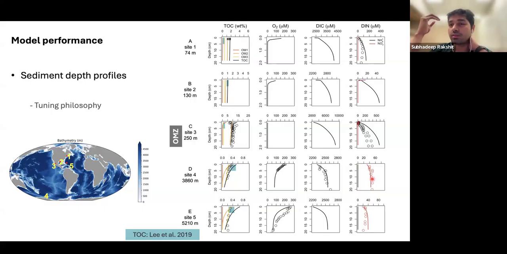But yeah, it would be really interesting to see, I haven't really calculated the flux, like the ammonia flux out of the sediment or in, and those kinds of things. We should do that. Okay, thanks.